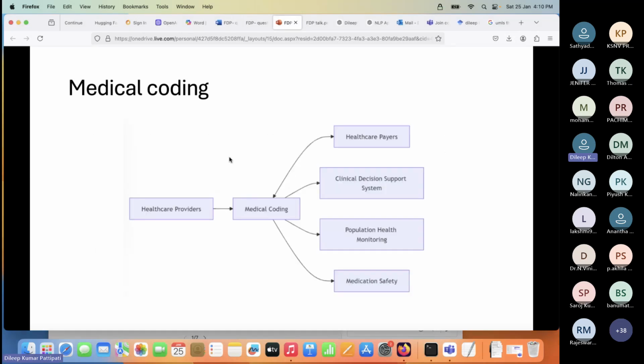So this is how the whole thing is connected. These healthcare providers give the information required for medical coding, and once the medical coders receive this information, their output is consumed by various parties. Healthcare payers will consume that information. It is used in clinical decision support, for health monitoring by government agencies, and for medication safety. All these things are dependent on medical coding. So even though the doctors give the treatment and their medical reports, only after you standardize can people actually use it. For that process, medical coding is the bridge between providers and payers.